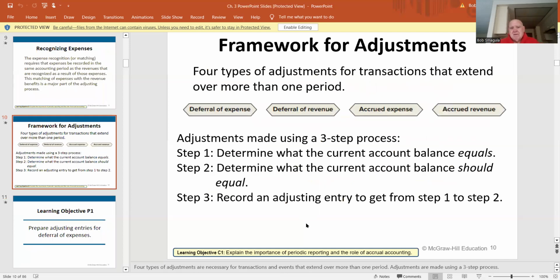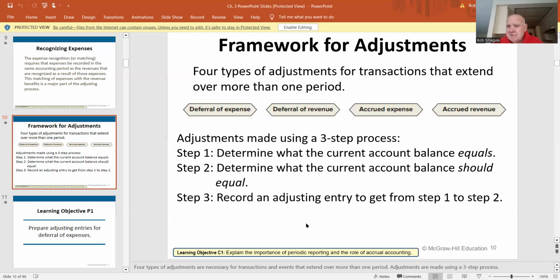Framework for adjustments. They're going to talk about four different kinds, and I think they break it out fairly well in the following slides. We're going to have a deferral of expense, a deferral of revenue, accrued expenses, accrued revenue. A deferral in our case means cash changed hands, but nobody did anything yet. Cash changed hands, but no revenues or expenses are immediately recorded.